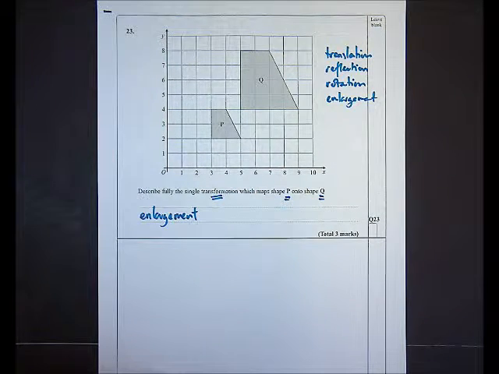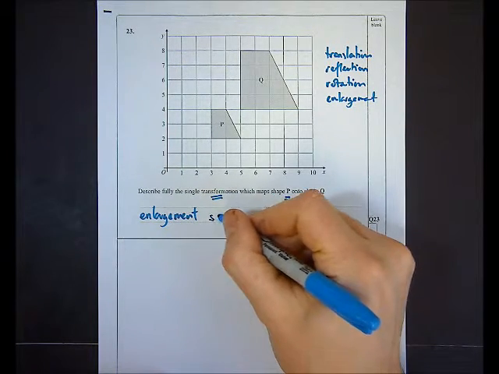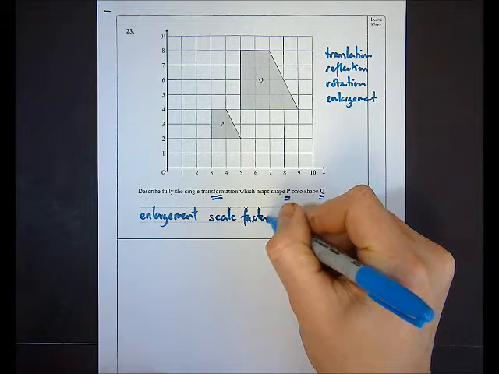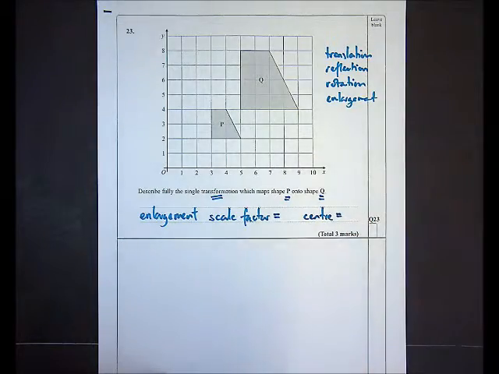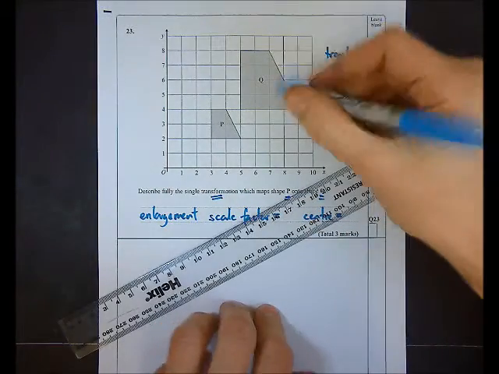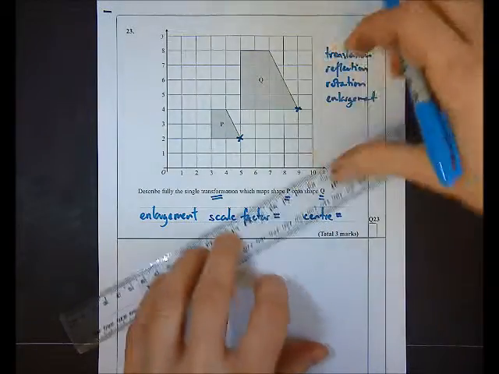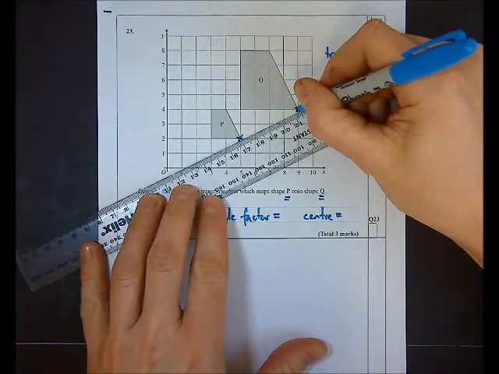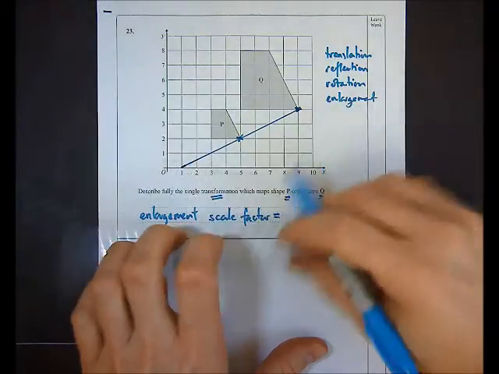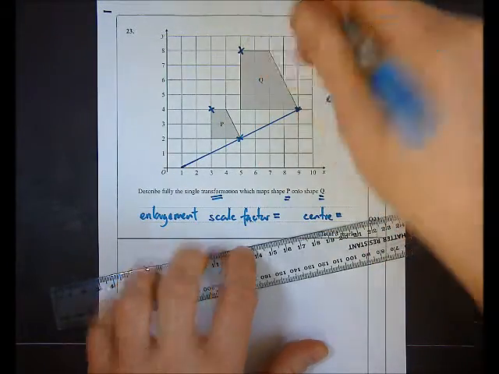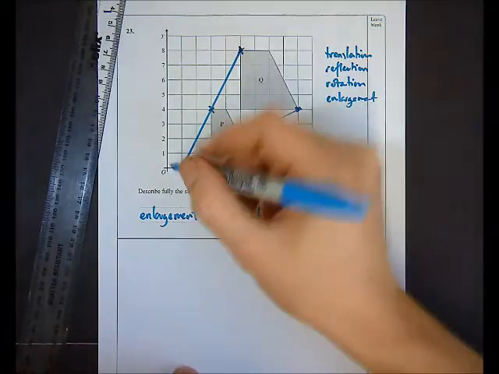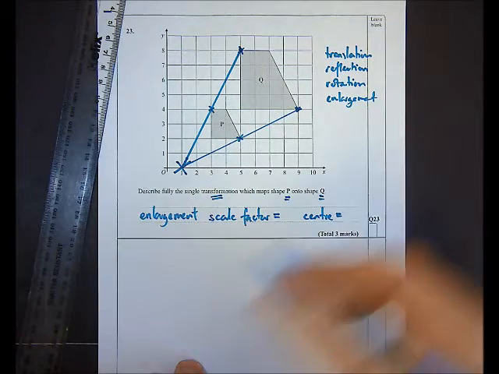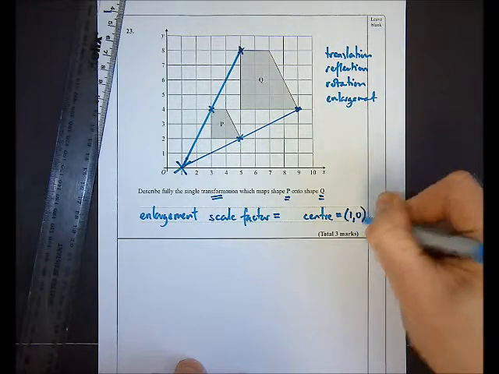That's the transformation. I then need to give some information about that enlargement, and I'm going to need the scale factor, how much bigger it's got, and I'm going to need the center of enlargement. Okay, so the easiest thing to do here is to join up corresponding points, so that point in there and that point in there, they correspond to each other, and draw through there a straight line, and do that for another couple of points on the shapes, Q and P. And if I do that, I can see they meet here at (1, 0), and that is the center of my enlargement. So the center is (1, 0), and that's another mark.